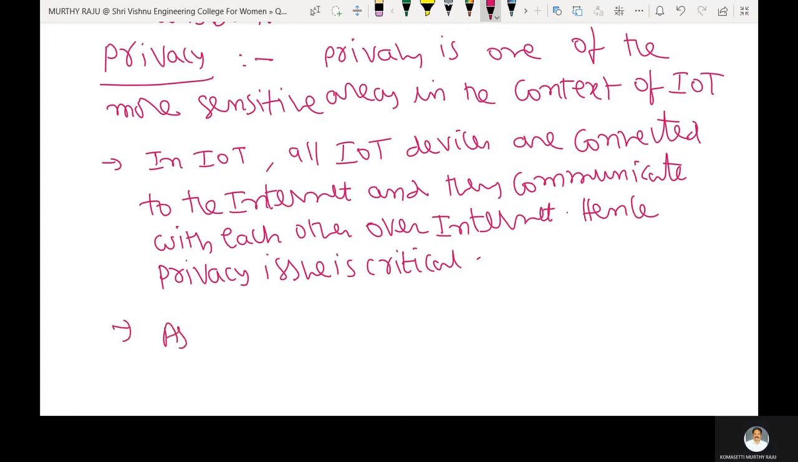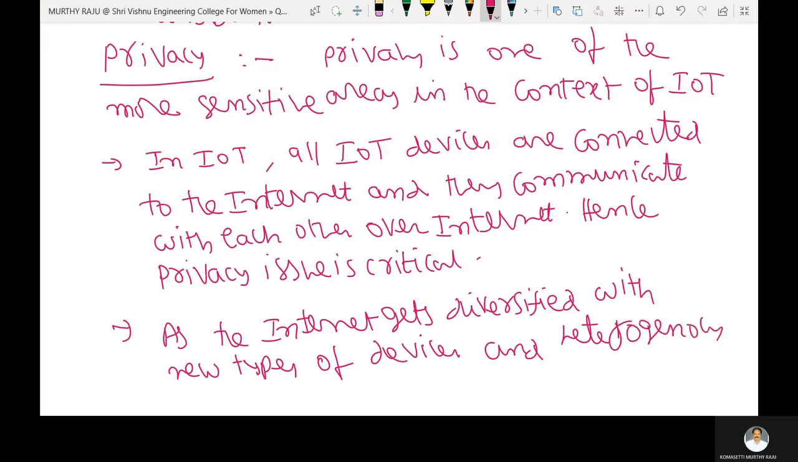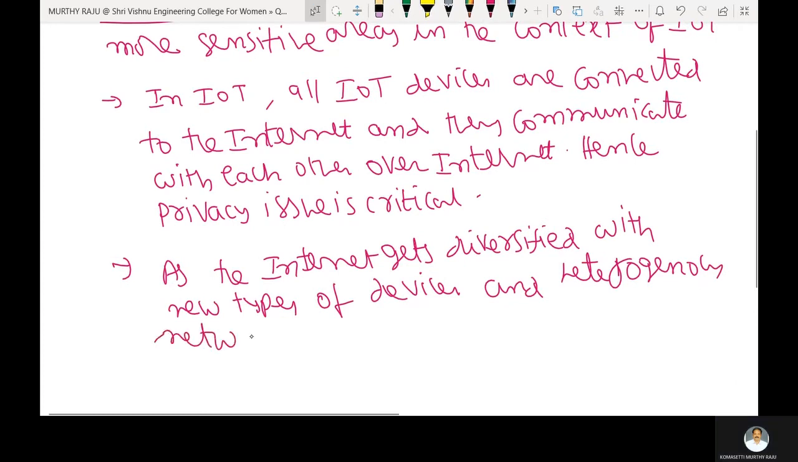As the internet gets diversified, diversified means various, with new types of devices and heterogeneous networks. Heterogeneous means different kinds of networks. IoT users and devices have to access the digital world with a wide range of methods and protocols.